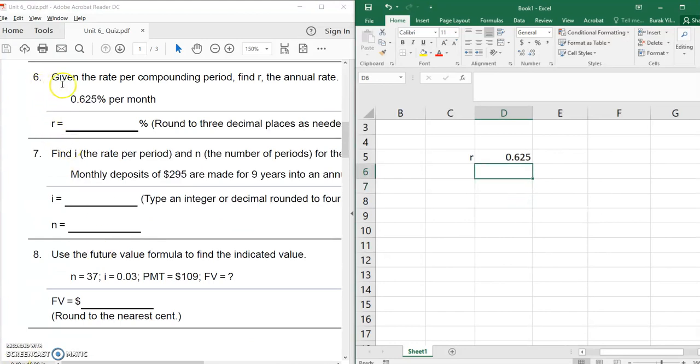So in number 6, we're given the rate per compounding period.